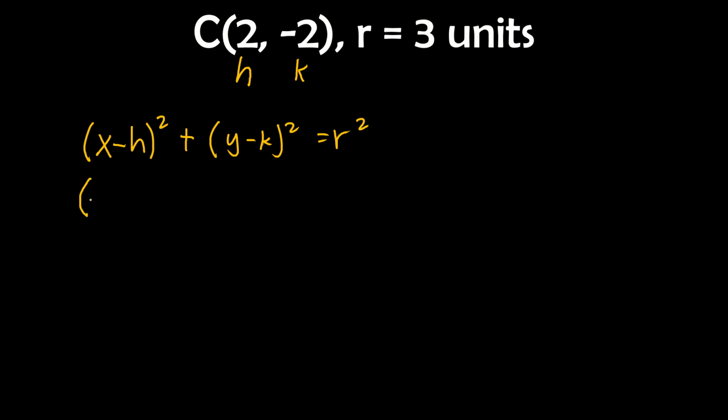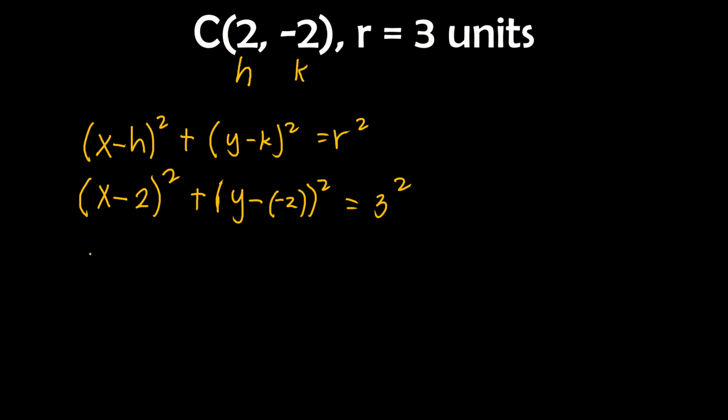So we have X minus, ano yung H? H natin is 2. So substitute 2. So we have X minus 2 squared plus Y minus, ano yung value ng K? K is negative 2. So, parenthesis, negative 2 squared is equal to what is the radius? Radius is 3. So we have 3 squared. Sir, tapos na po ba? No. Simplify pa natin kung meron masisimplify.